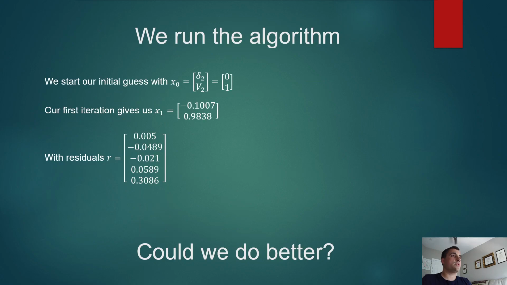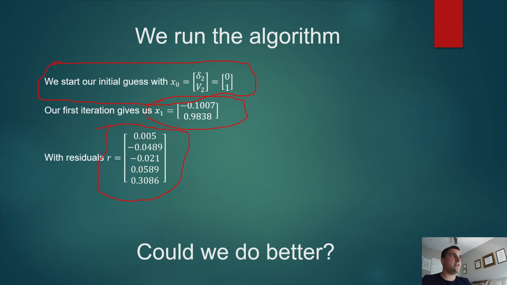We now run the algorithm, and the nice thing about the least squares algorithm is it's auto-correcting. So you can start with any guess and it's going to lead you in the right direction. So we start with an initial guess of 0 for the angle and 1 for the voltage. We run it and we get our first iteration. We get this for x1 and this for our residuals. And while these residuals are low, we can probably do better.